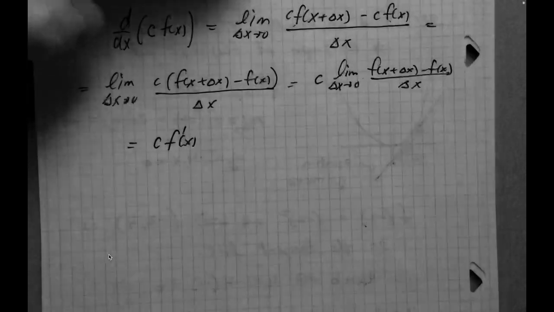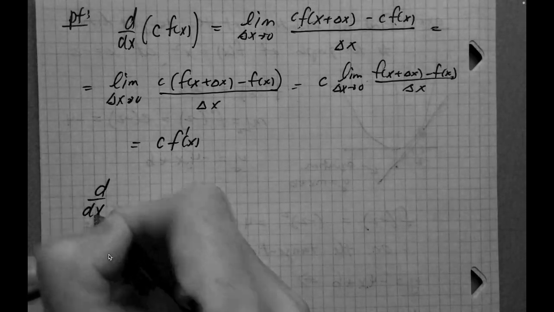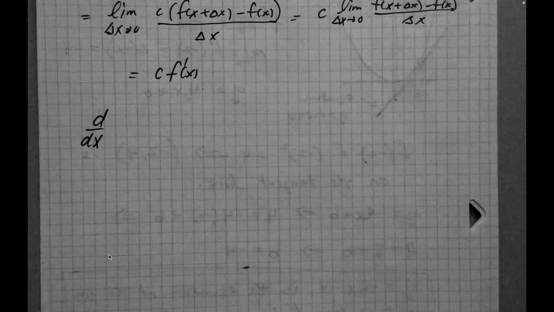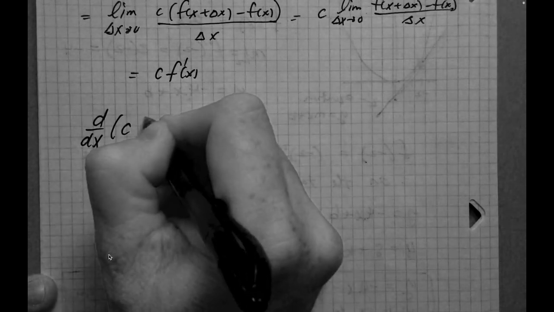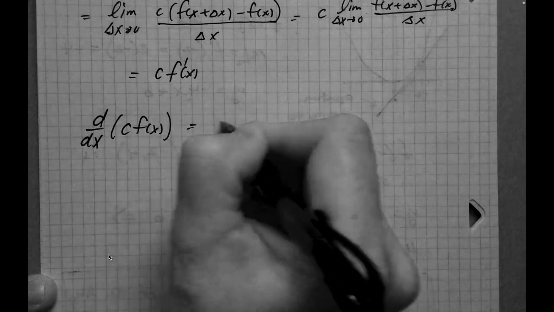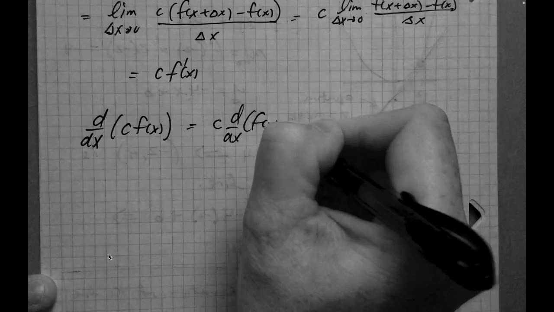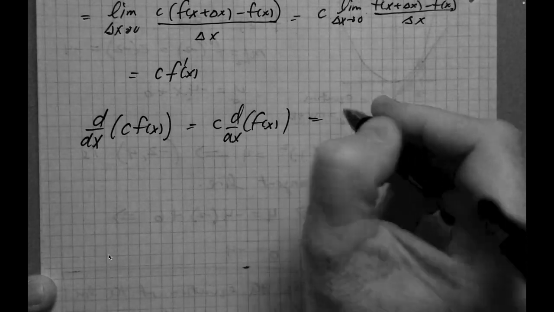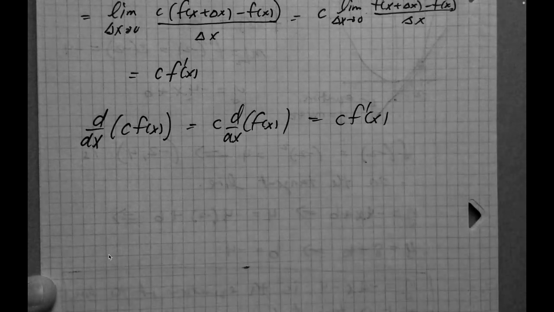I already said this, but I'll write it down again. The way of thinking about this is that you can factor constants out of a derivative before you calculate the derivative, right? So if I go like this, that's equal to c times d dx of f of x. Sometimes that's helpful to do. Sometimes it's not. Sometimes it is. And so that's the case.